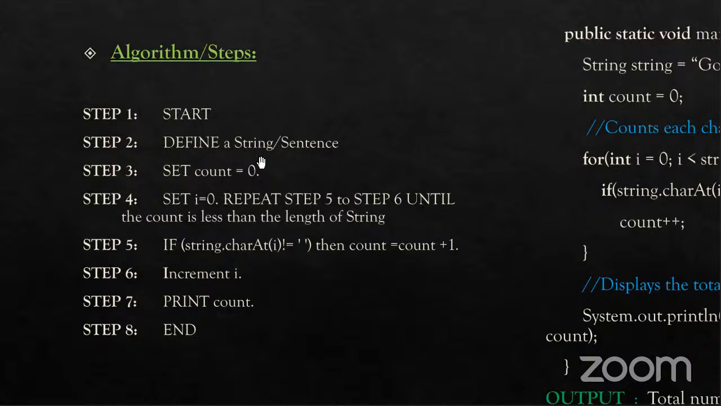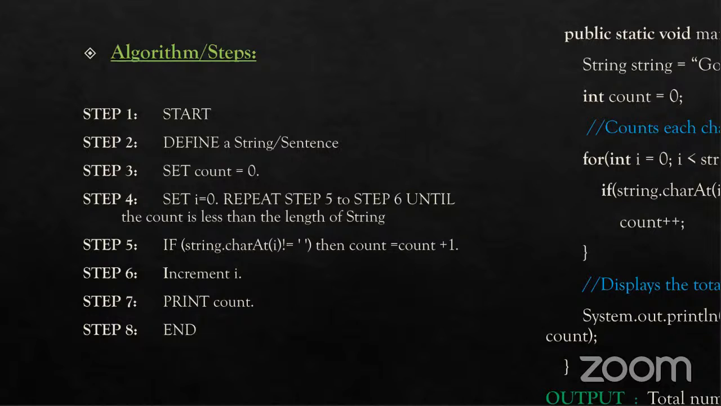First we need to define a class, and as you all know, we start inside the main method. Inside the method, first we need to define a string, since we need to count the characters inside it. Then we need to set a count, and I am initializing count as 0.